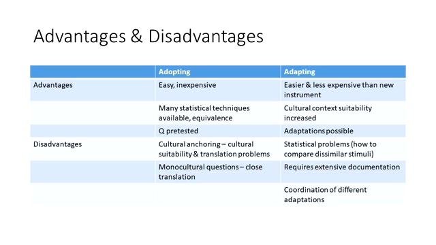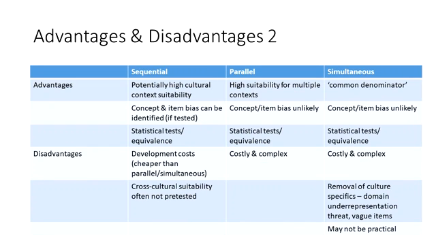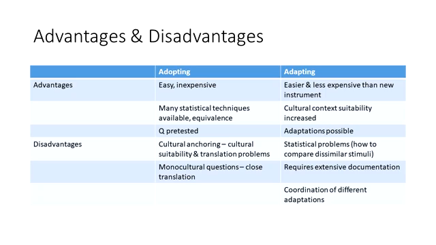The problem, though, is that once we have an adapted test and we want to compare the results to the previous versions that were developed in a different context, we run into statistical problems. How do we compare the similar stimuli? If we change the instrument, if we change the test too much, then we can't really directly compare any kind of results anymore. For example, if we have test scores, norming can be a real issue.